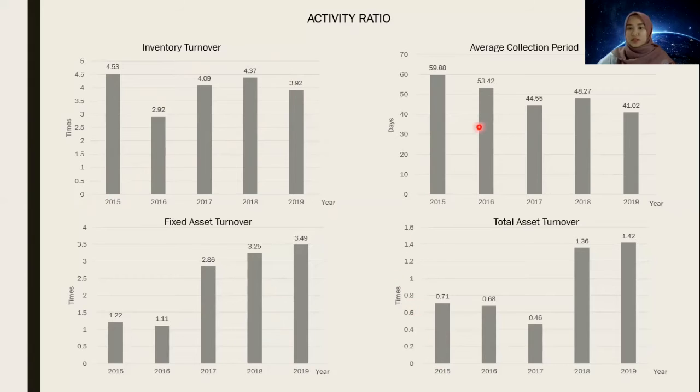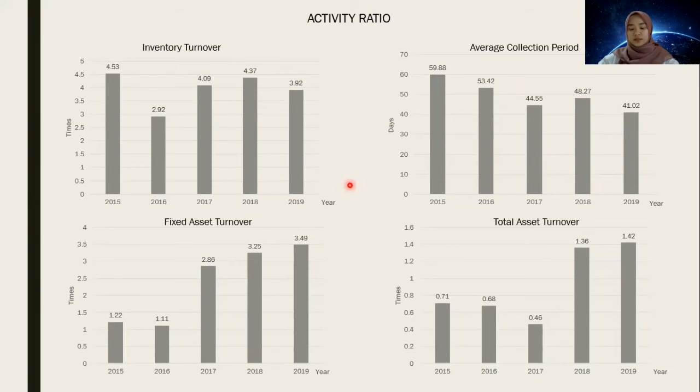And for average collection period, the lower the ratio showed the better performance for this company, where the lowest average collection period was on 2019 at 41.02 days. This means that the company is able to measure how long the company can collect back the payment from customers.